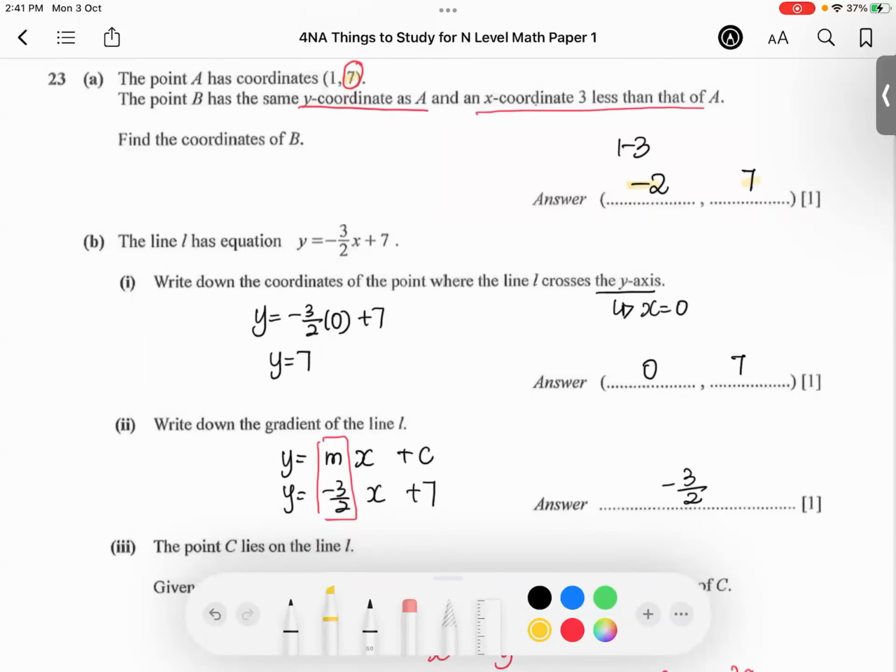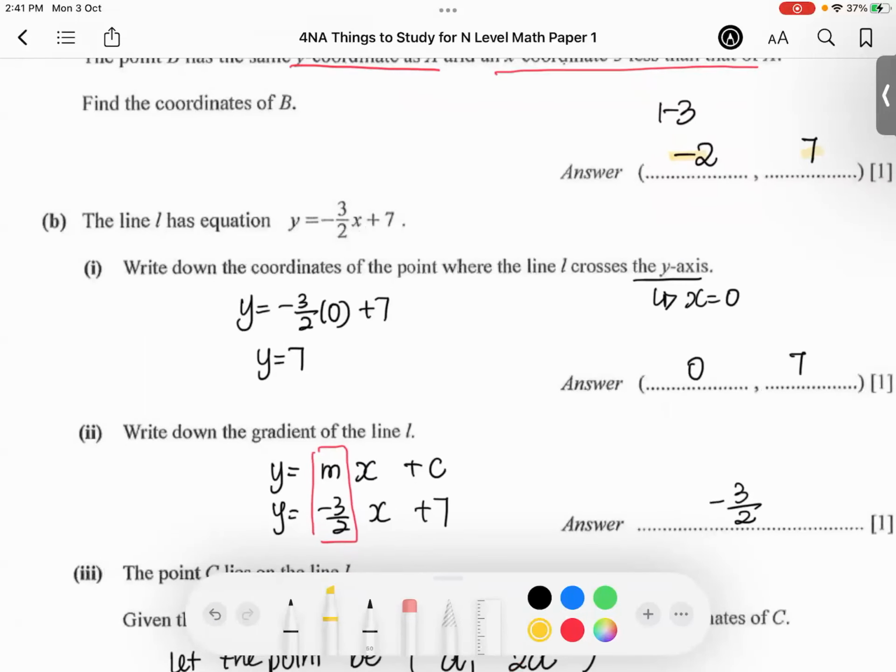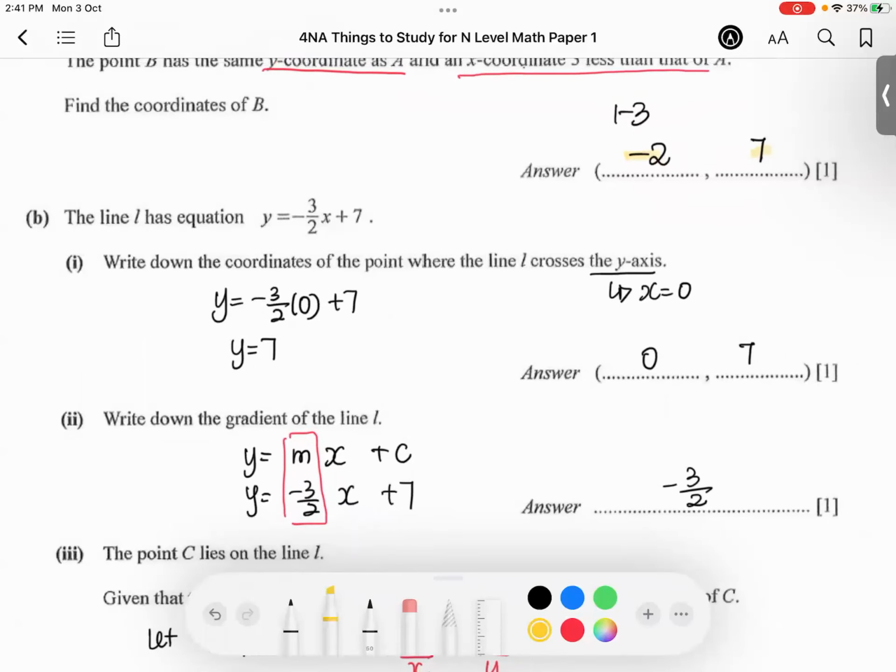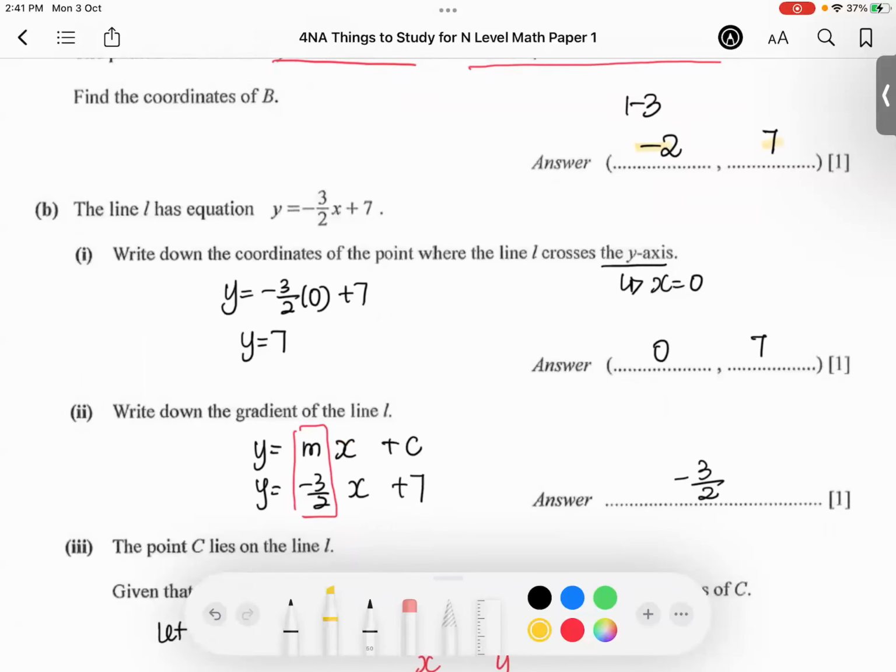Another equation: this line here has this equation, and it asks you to write down the coordinates of the point where the line crosses the y-axis. You notice this one is repeated again. Previously, there was another year's question that also asked you about the y-axis, right?